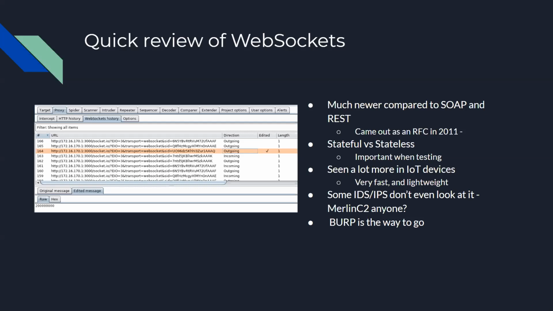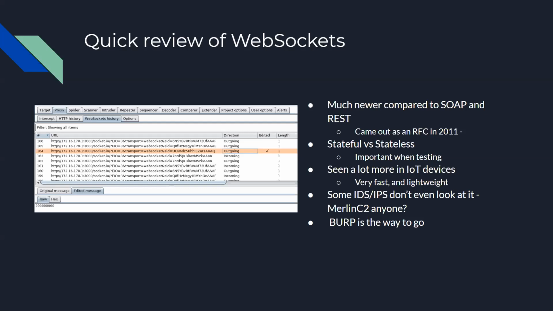It's a binary communication that works very differently compared to the other two technologies. It's also very, very fast. It's very, very lightweight, which makes it incredibly useful for IoT devices. And beyond that, from an adversarial perspective, a lot of IDSs and IPSs just don't even look at it. It just passes right by. So if you look under the curtains for the Merlin C2, it's built on WebSockets, because they could see that a lot of IDSs just ignored it, and boom, it was an easy way to go. And also the latency was incredibly low.